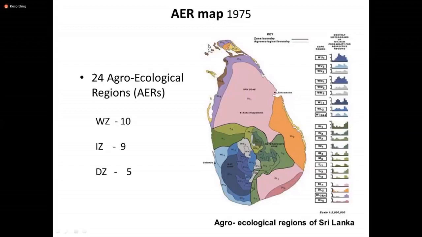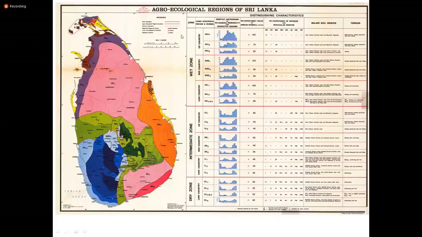I wanted to tell about the 24 agroecological region classification. This is a map of the 24 agroecological regions. Previously, in 1975, we had this classification: wet zone 10, intermediate zone 9, and dry zone 5. I have already mentioned that. Likewise, further we have the agroecological regions.